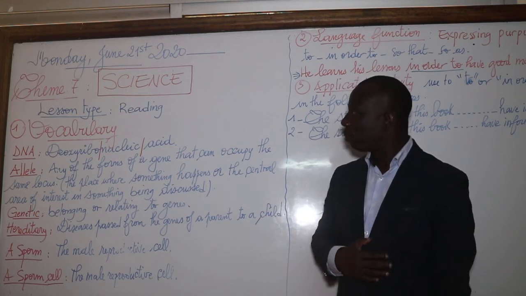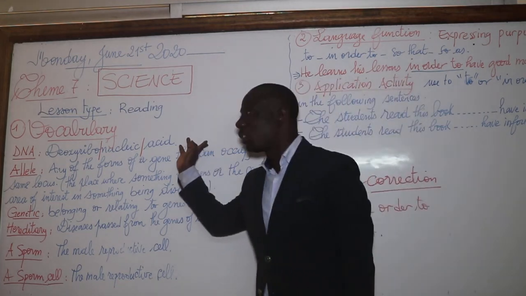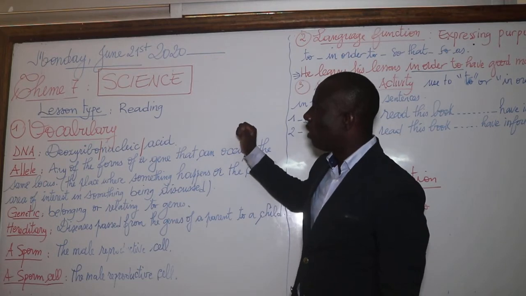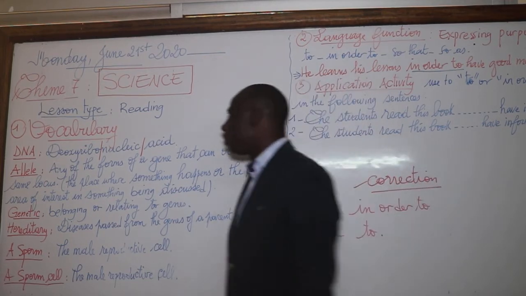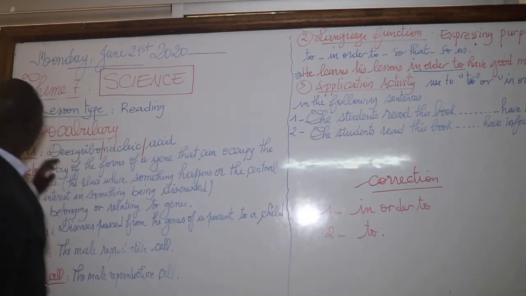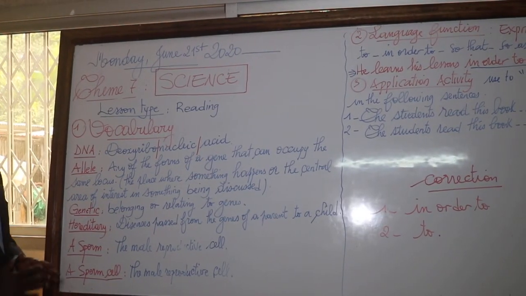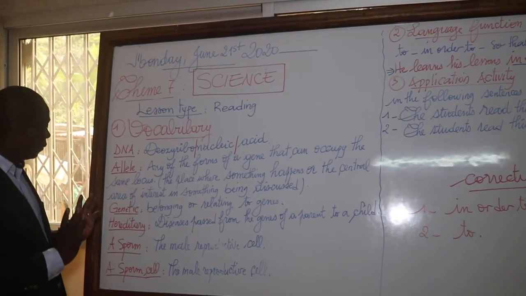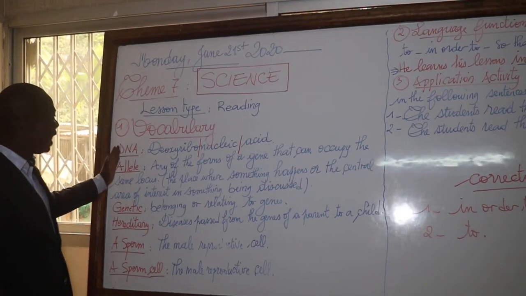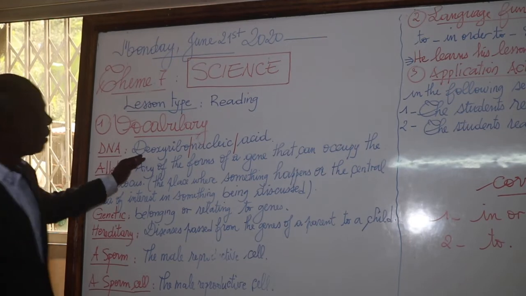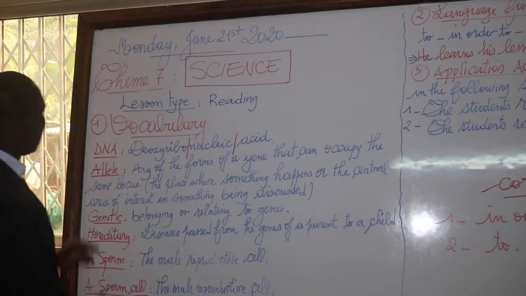Thank you very much. Now, we are going to see the second part of our lesson number 7, science. Okay, here, the lesson type is reading. As vocabulary, we are going to say 7 words that you are going to master. The first word is DNA, deoxyribonucleic acid.